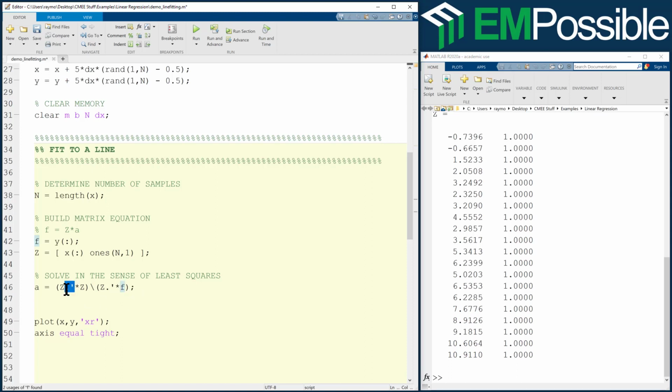Now the dot apostrophe is doing the ordinary transpose. If I only had an apostrophe, that's doing a transpose plus the complex conjugate of everything in Z. Right now, Z is all real numbers, so it really wouldn't make a difference, but it's just good practice when we really mean just a regular transpose to use a dot apostrophe. Now we're solving this in the sense of least squares.